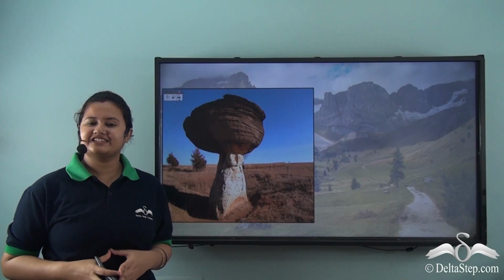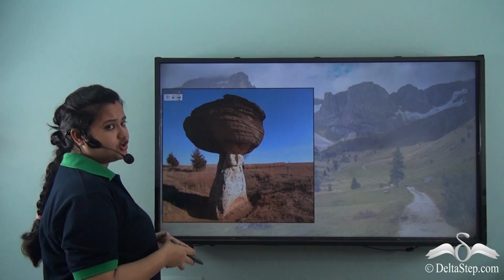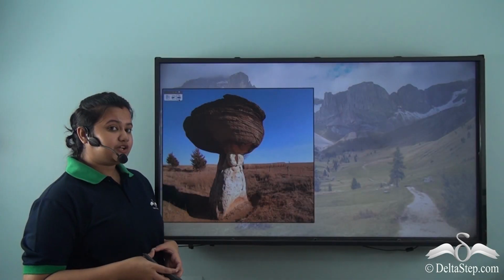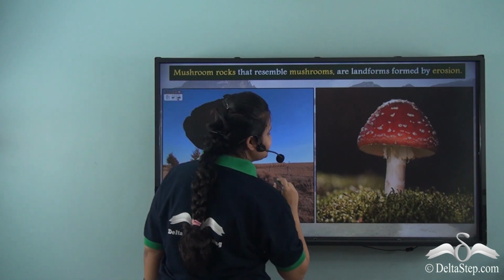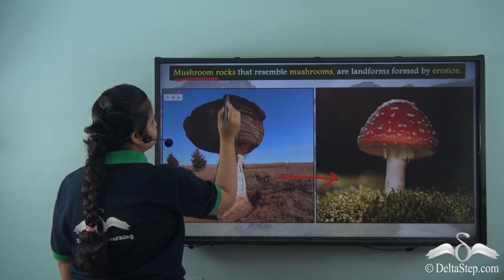So now let us continue with our lesson. Look at this unique rock. Does this rock have a similar appearance with something? Can you name that object? Well, this rock looks like a mushroom, and therefore these rocks are also called mushroom rocks.